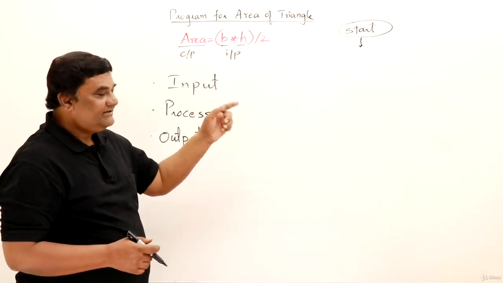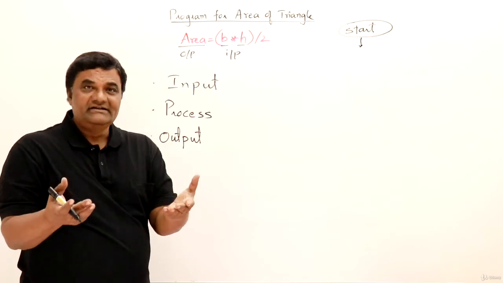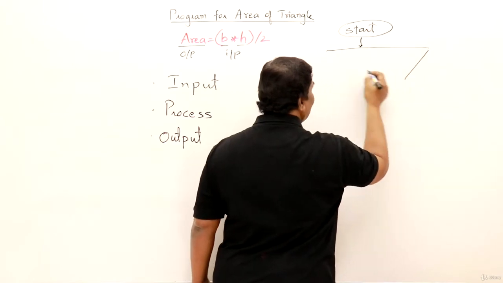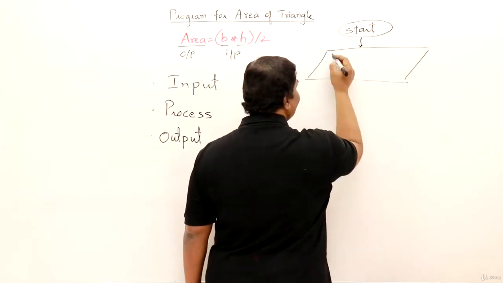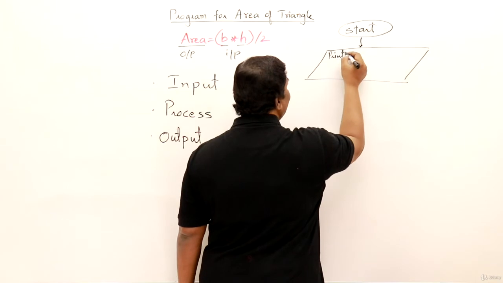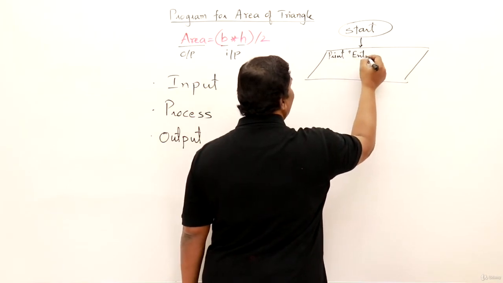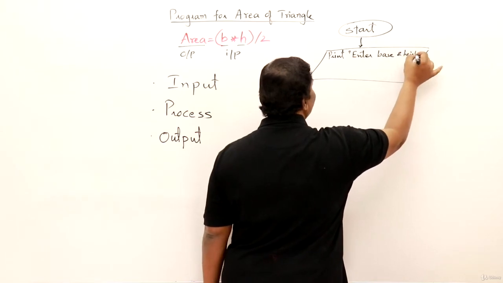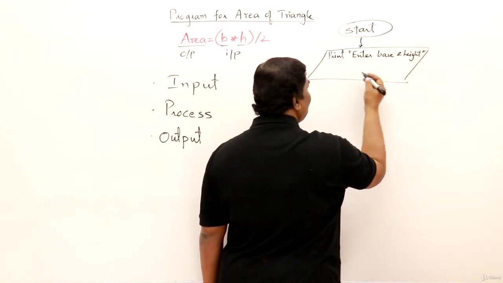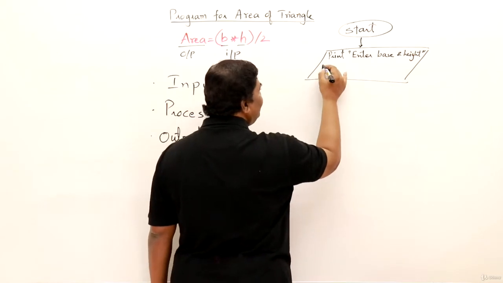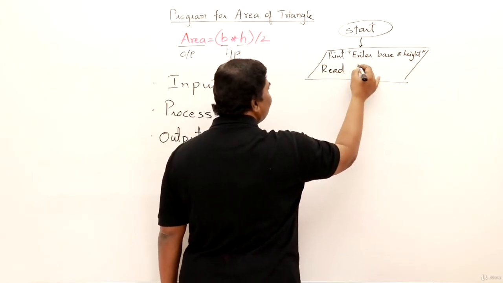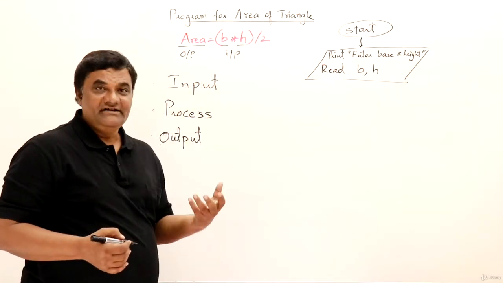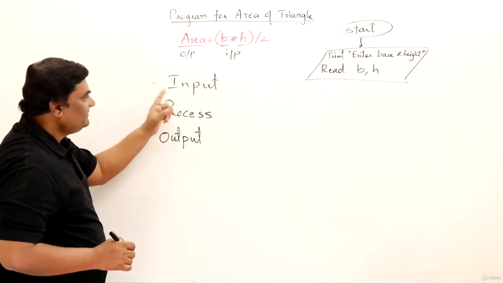So the first thing is input. First of all, I should ask, please enter base and height. That can be written using a parallelogram, the input and output box. Here I will write a print message, "Enter base and height." This is the message. It is just like I am asking you to please give me base and height. Then when you give them, I will take them in variables, that is B and H. Whatever two values you give, I will read them. So this is input. Input is over.